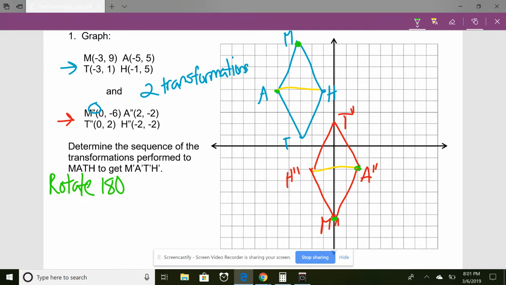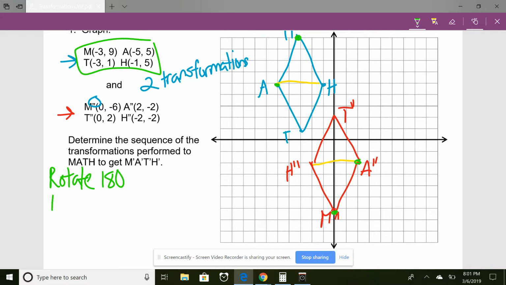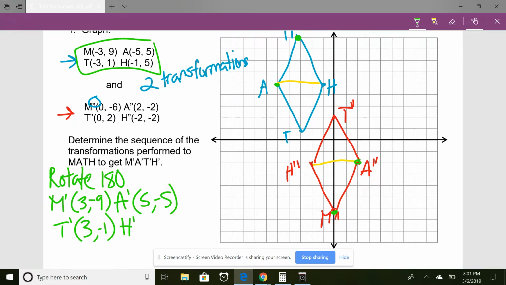So meaning that all of these points right here are all negated. So my M prime is going to be positive 3, negative 9. My A prime is going to be positive 5, negative 5. My T prime is going to be positive 3, negative 1. And my H prime is going to be positive 1, negative 5.